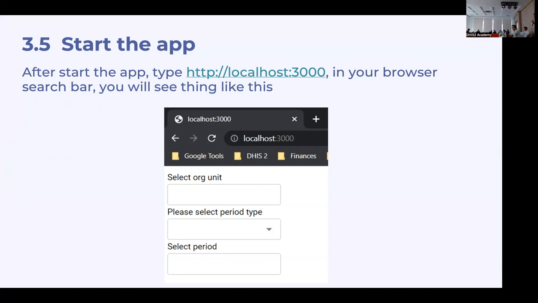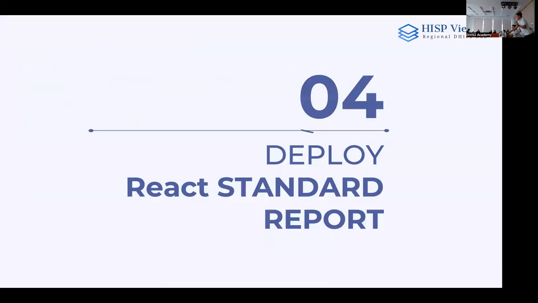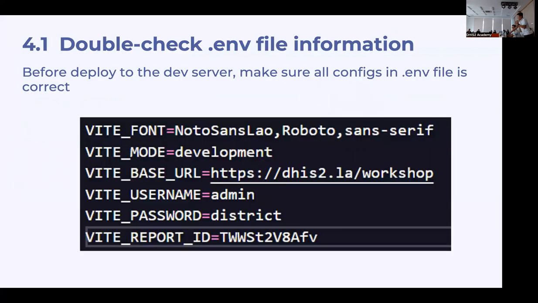After we input the command start, the standard report will be up and running on localhost 3000. Okay. Next. How to deploy the standard report? That's very simple. First, you need to check the ENV file, check if the URL is correct, the username is correct, the password is correct, and the most important one is the report ID.